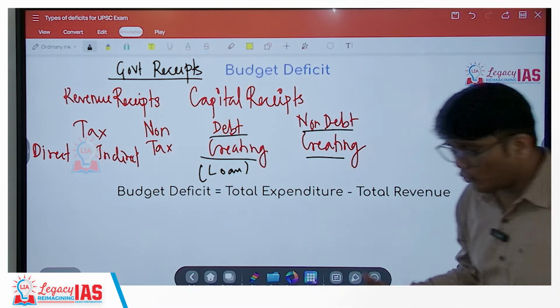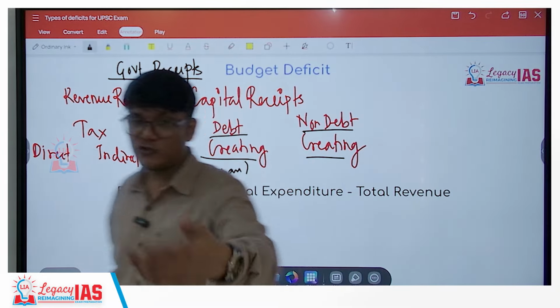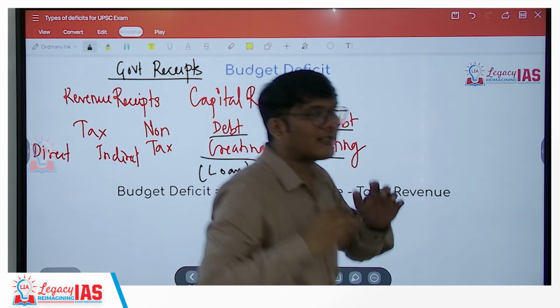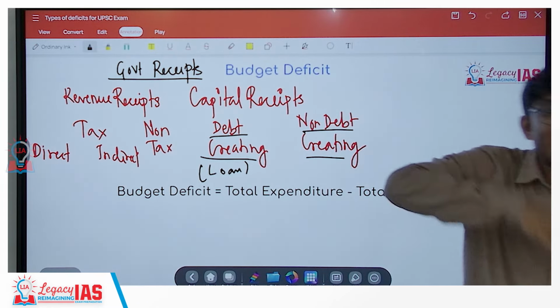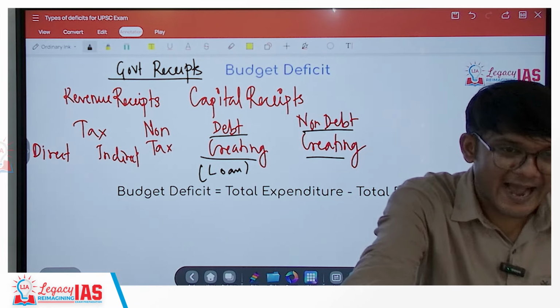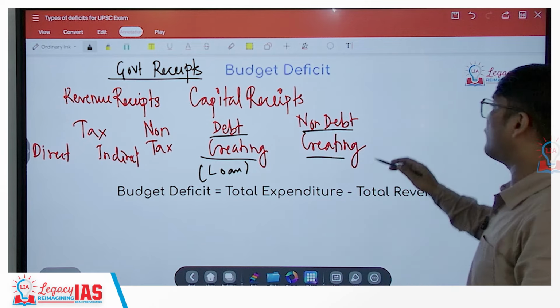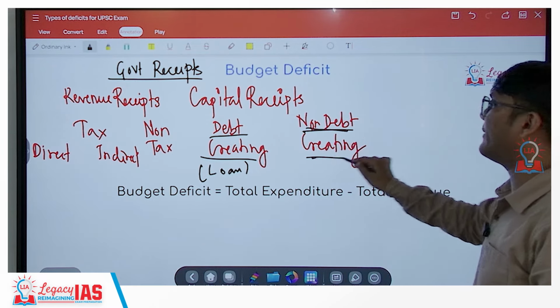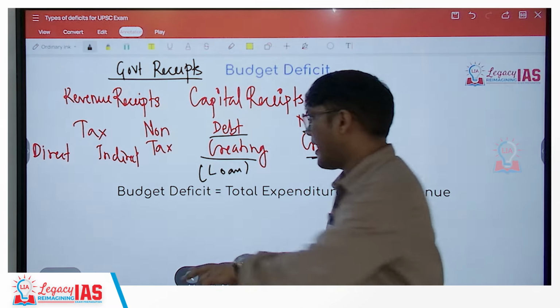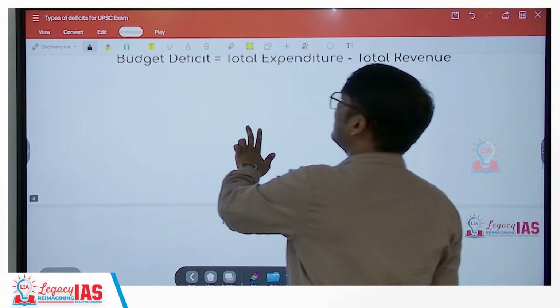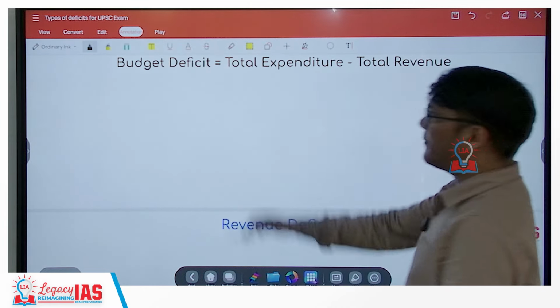Now, if I have a huge amount of land or a company and I sell it off, I will again get capital receipts. But will I have any liability? Will I have to pay back? No. So that would be non-debt creating capital receipts. That is the difference. Having understood that, now let's deep dive into the types of deficits.